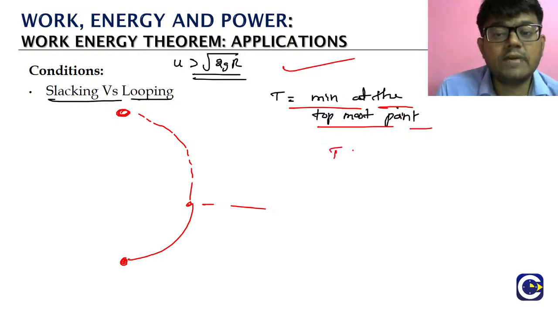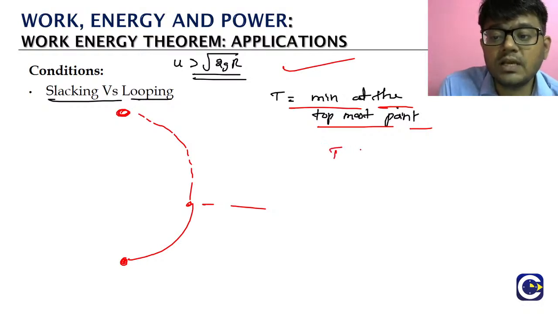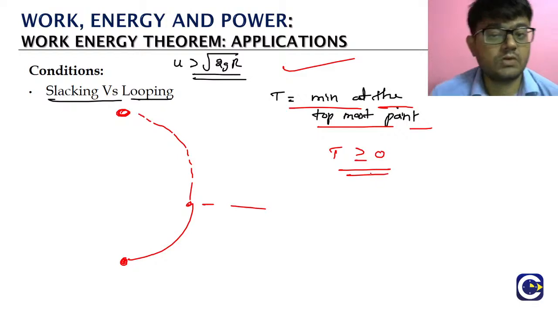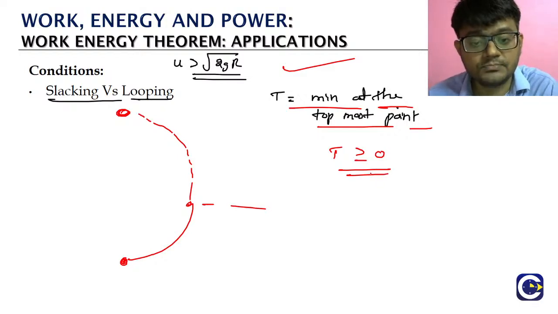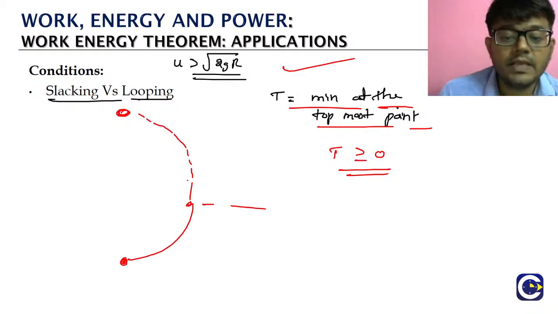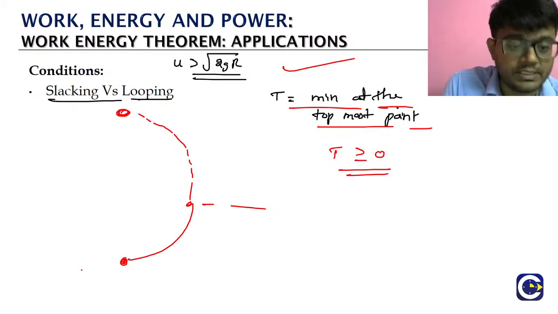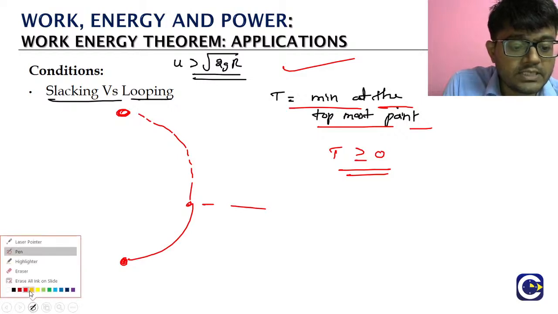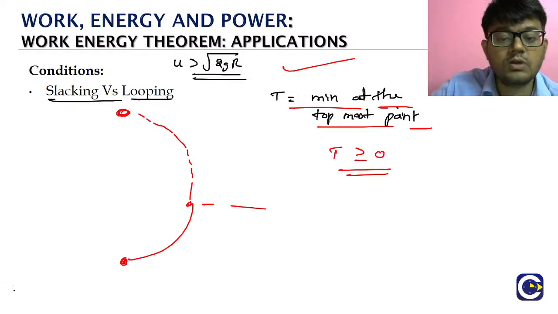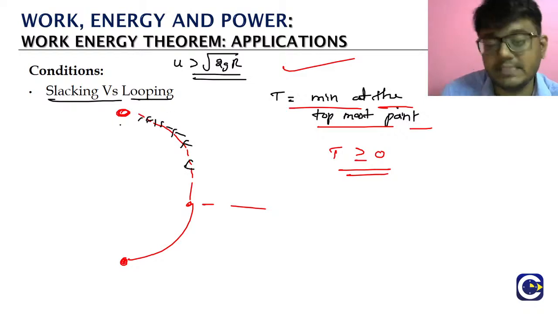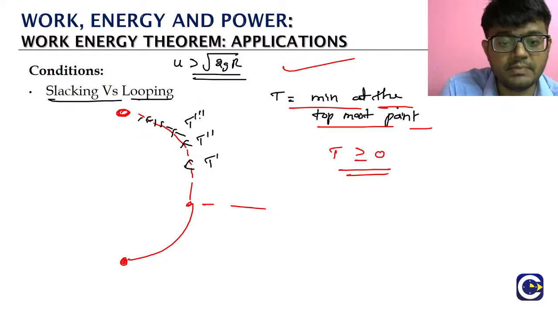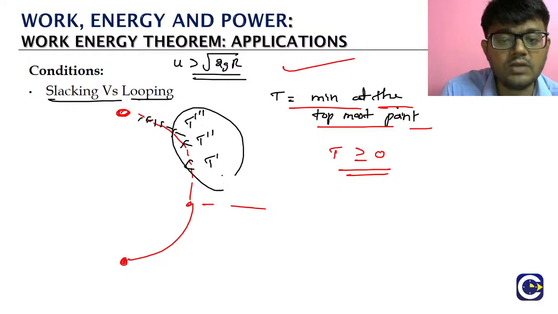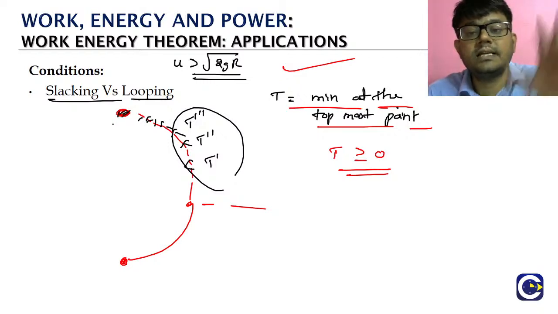Tension should never become 0 means what? We can say it should always be more than or equal to 0. The value of tension should always be more than or equal to 0. So now, at each and every point, the tension value will be always more than at the topmost point, because as we go up the tension value keeps decreasing, right? We can take a point somewhere in the middle, call it T dash, T double dash, T triple dash, like that. All these values are going to be more than the tension at the topmost point.